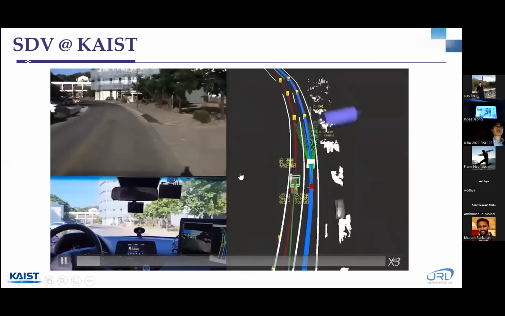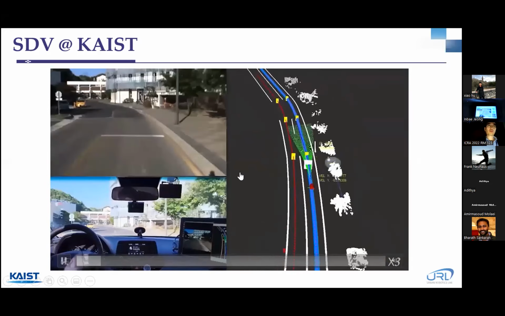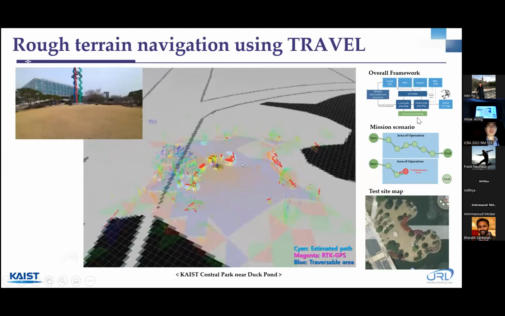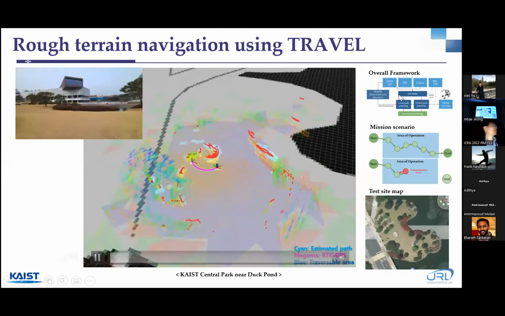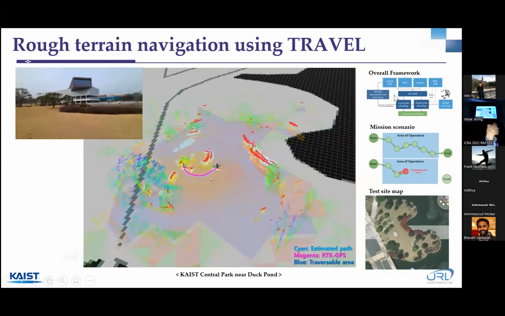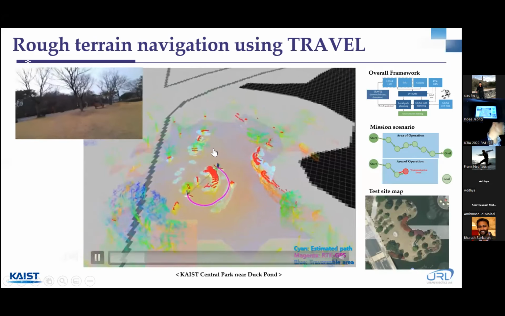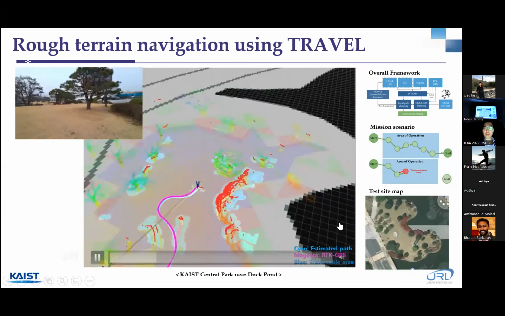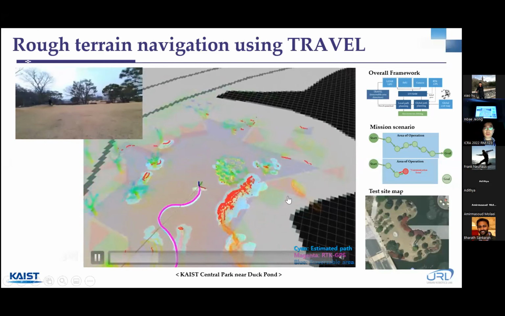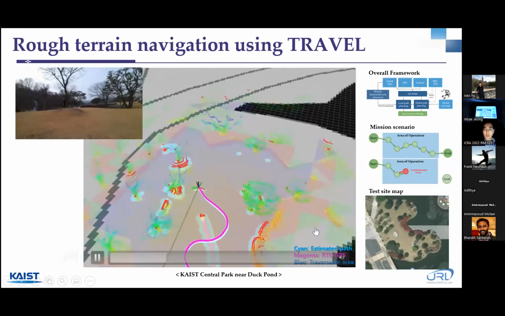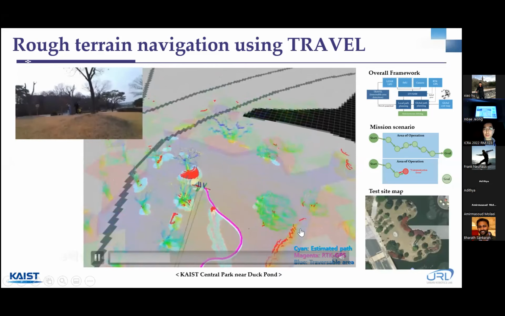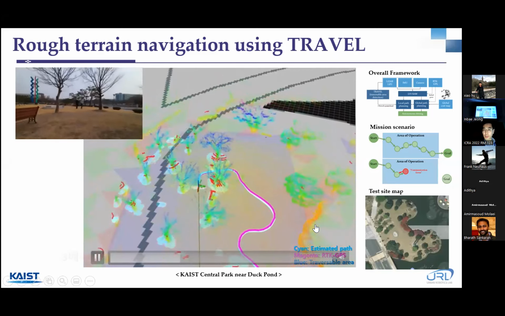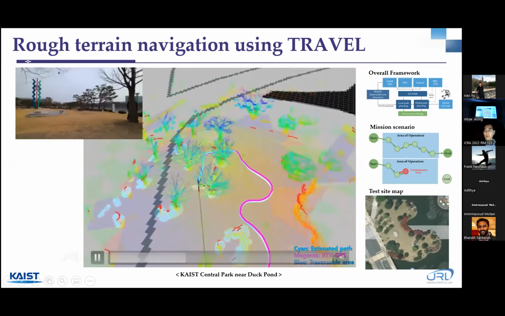So we should cope with the rough terrain in the construction site. So we are also developing rough terrain navigation technologies. We have developed TRAVEL, which is the traversable area detection algorithm. So you can see that we have the blue parts, which indicate the traversable area. And you can also compare the magenta line, which is the result from RTK GPS, and the cyan one is from the proposed localization method.